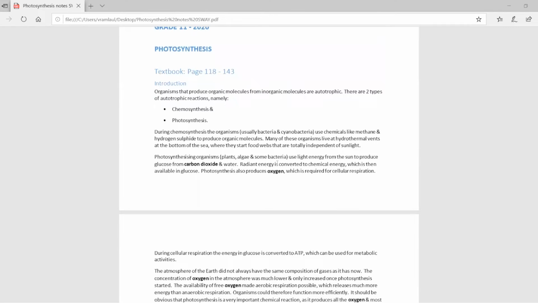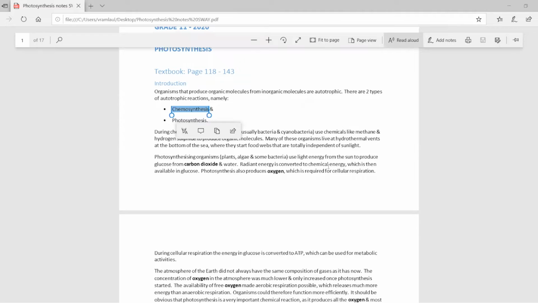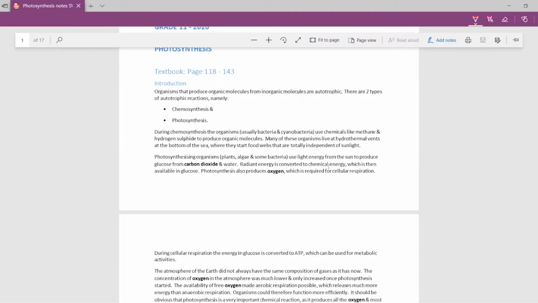If you recall, when we did revision, I spoke to you about chemosynthesis as well. Chemosynthesis is when organisms break down chemicals, and when they break down chemicals, they get energy from that. It's chemicals like methane and hydrogen sulfide. They make their own organic molecules, and that's how they get their food.